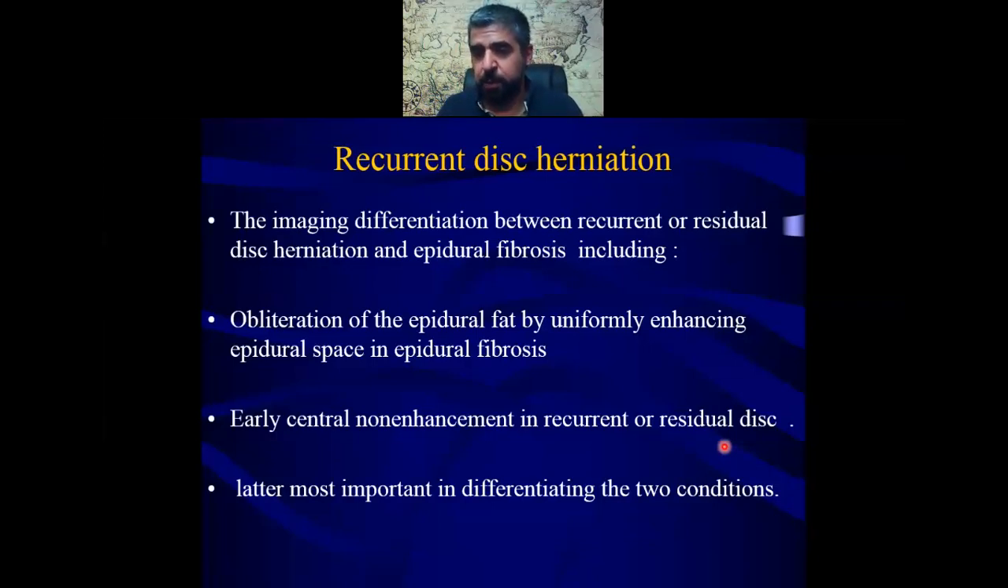the previous examples. If the space around the thecal sac is enhancing uniformly and completely, this is most likely fibrosis or scarring. While if there is central non-enhancement, this indicates recurrent or residual disc, like we saw yesterday with the sequestration.